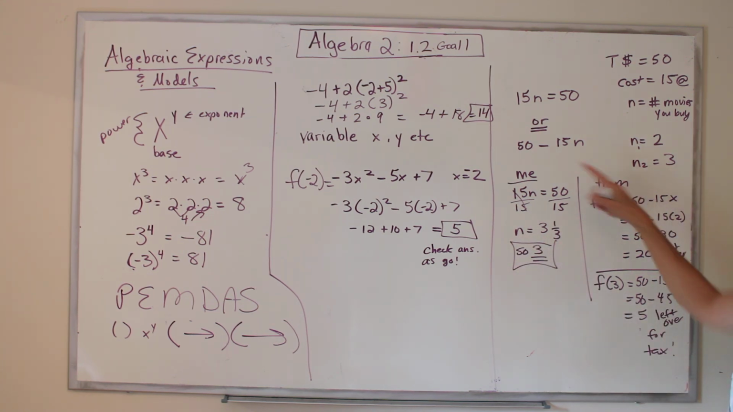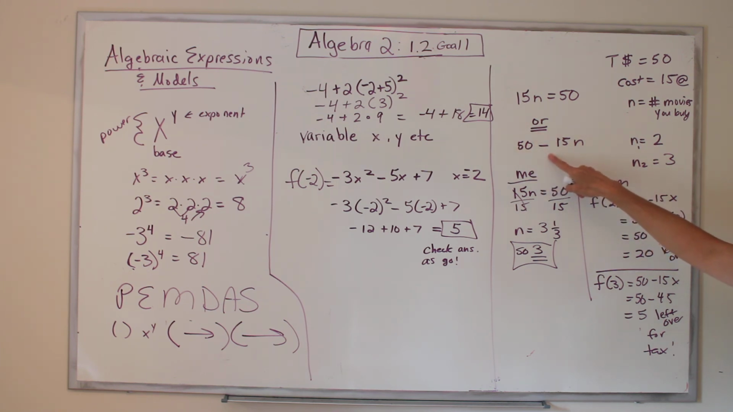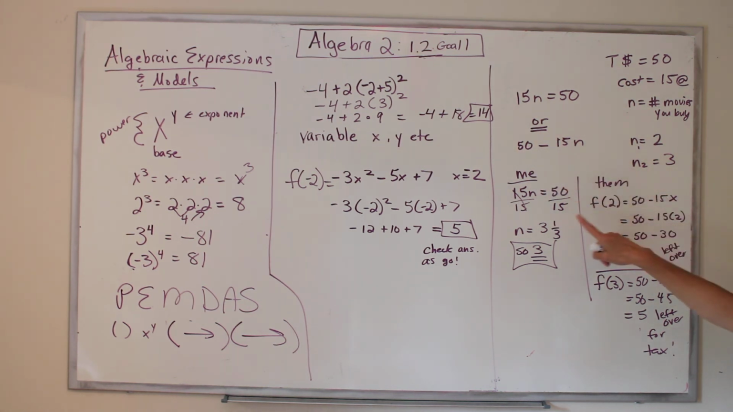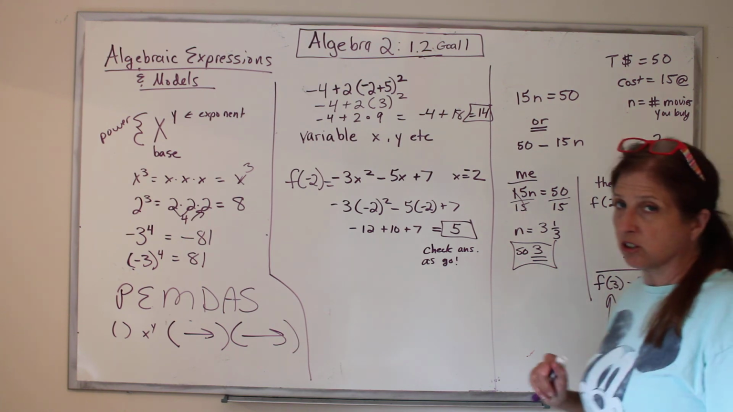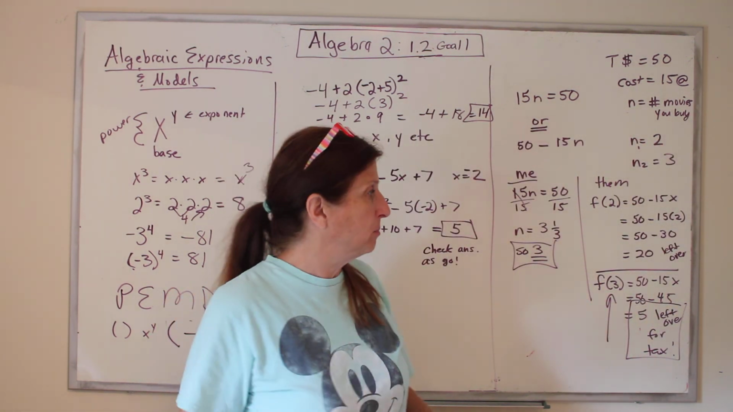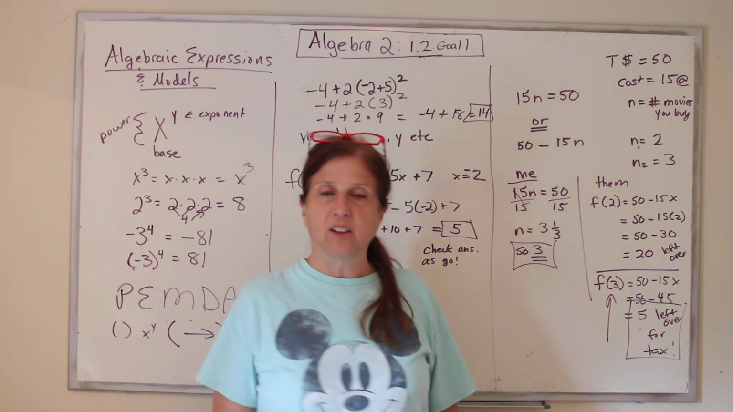This is the way they did it. They wrote an equation, 50 minus 15 times the number. And so then they wanted you to substitute in 2 or 3. So here's the function notation, f of x equals 50 minus 15x. I substituted in 2, and I ended up with 20 left over. Then I did it again and got 5 left over. So we both figured out that 3 was the way to go, and having 5 left over for tax is pretty good, because they're going to charge you tax. You can't just go in there and expect to pay $45 for your videotape.